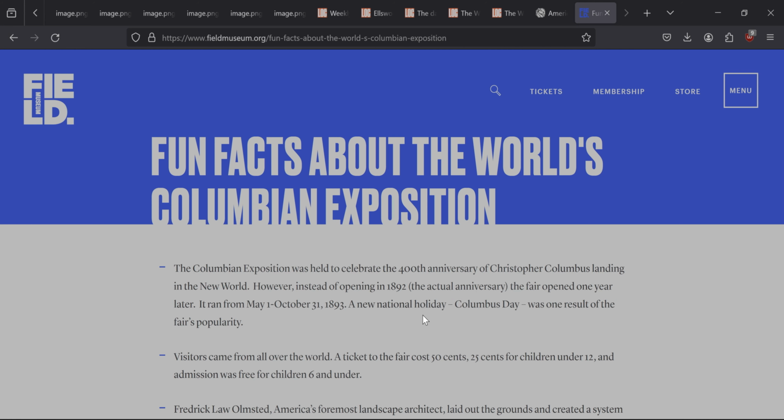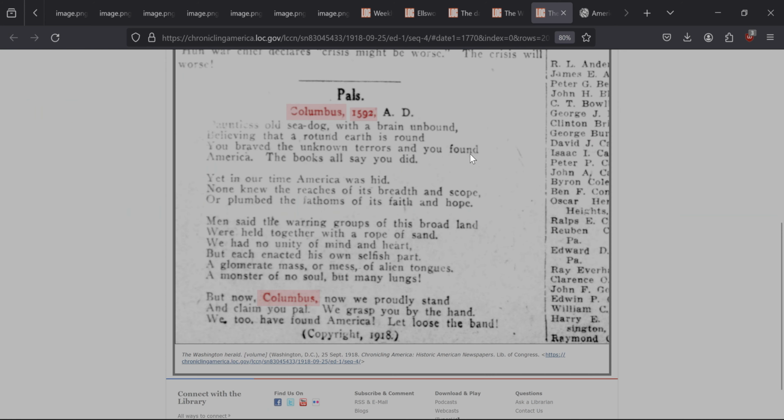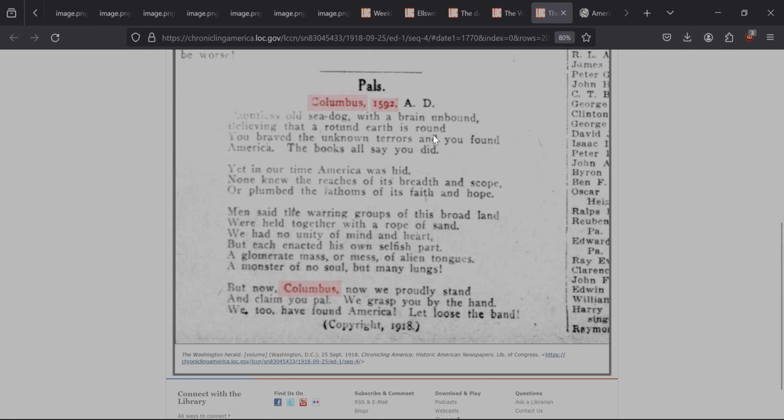So I'm wondering if this might be a residue of the Civil War. So this is definitely residue from that. This is a Columbus poem that says 1592, the original story. So we'll see another one, shall we?